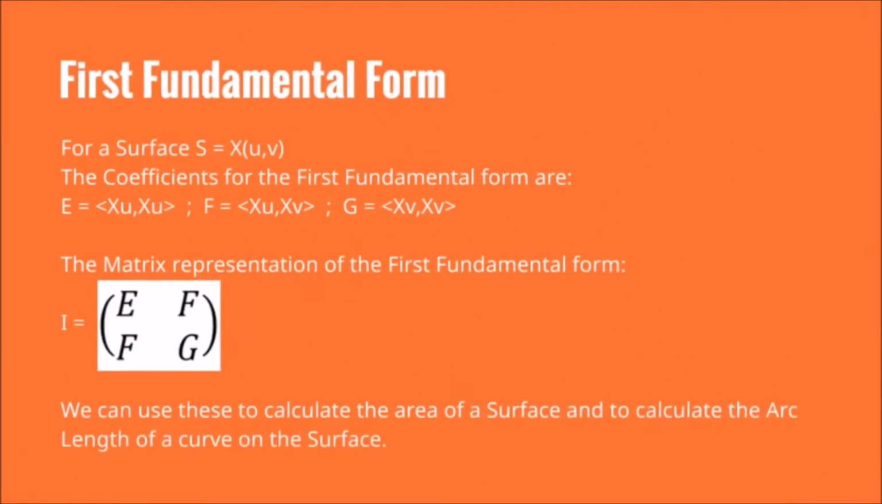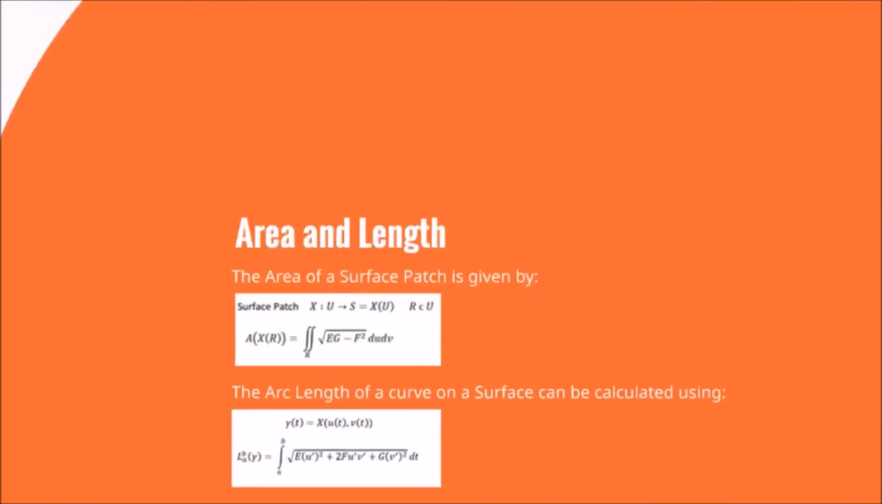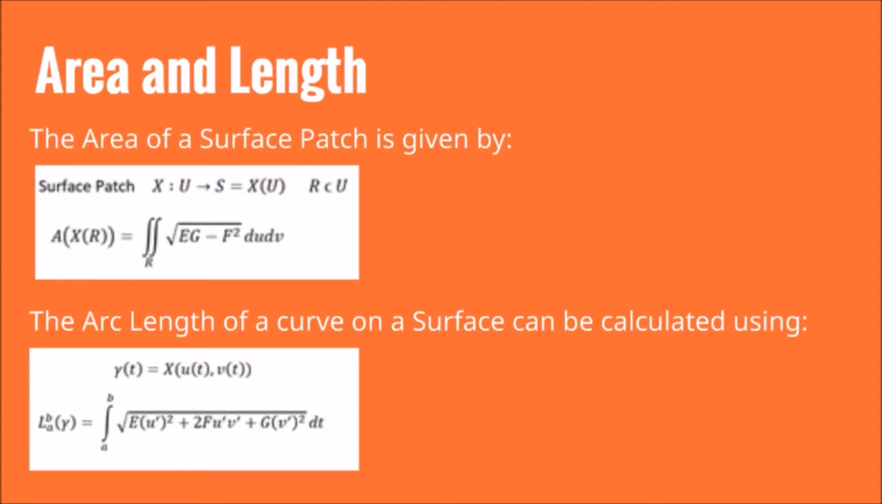For a surface, S equals x of uv, the coefficients of the first fundamental form is the inner product on the tangent space of a surface in the three-dimensional Euclidean space, and are calculated from the inner products of the partial derivatives of x. So E is the inner product of xu with xu, F is the inner product of xu with xv, and G is the inner product of xv with xv. This now means we can calculate the curvature and properties of a surface, such as length and area, given in the equation shown, which, as you can see, depend on the coefficients of the first fundamental form.